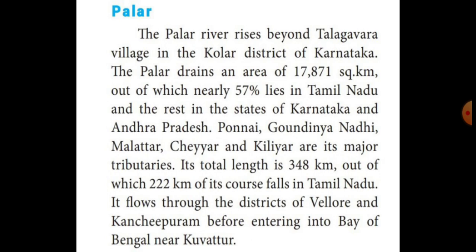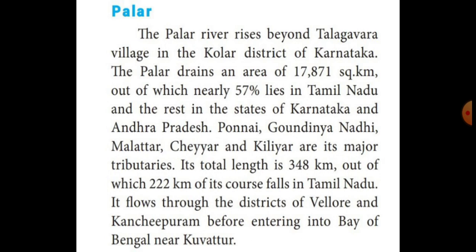The total area of this river basin is 17,871 square kilometers. 57% of this river flows in Tamil Nadu and the rest of the area flows in Karnataka. Listen very carefully, students.